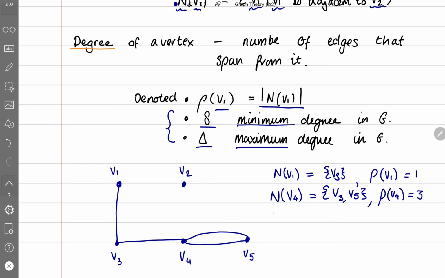So if we look at V2, the neighborhood is the empty set because there's nothing that's connected to it, and the degree is also 0. So let's look at the maximum and the minimum degree. The minimum degree is 0, and this is of V2, and the maximum degree, delta, is, we have 2 here, 3 here, 2, 1, 0. So the maximum degree is 3 on V4. And that's it.